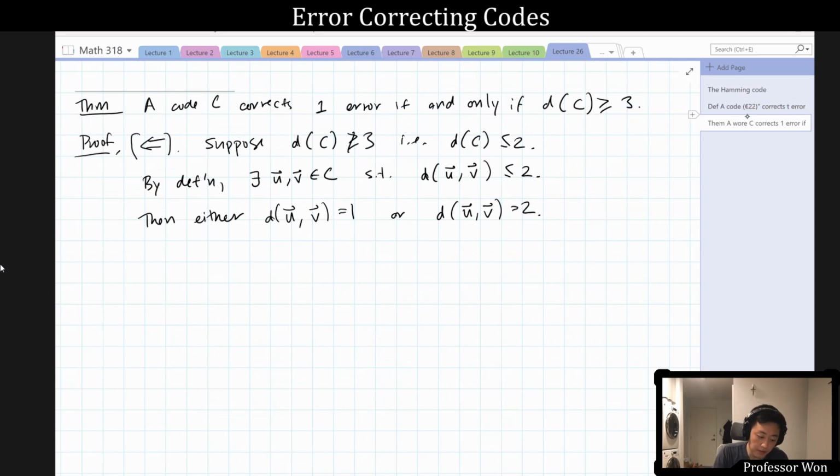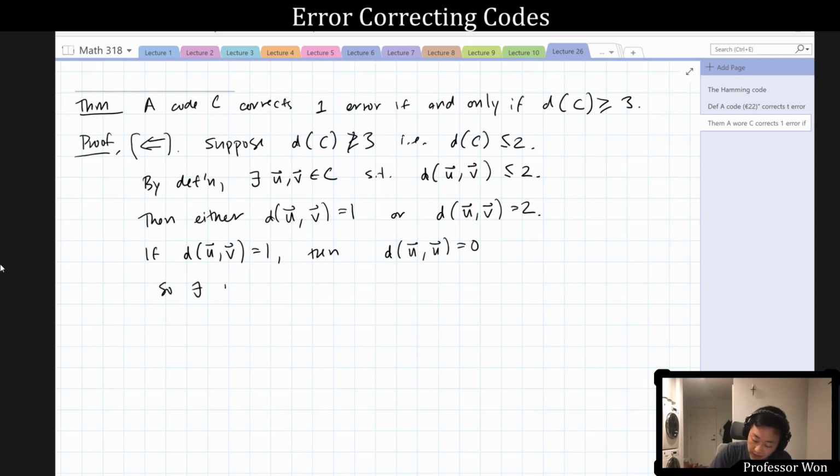Okay. Well, if the distance from u to v is equal to 1, then the distance from u to u is equal to 0, and the distance from u to v is equal to 1. So by definition, C can't correct one error because there are two vectors that are within distance 1 of u.